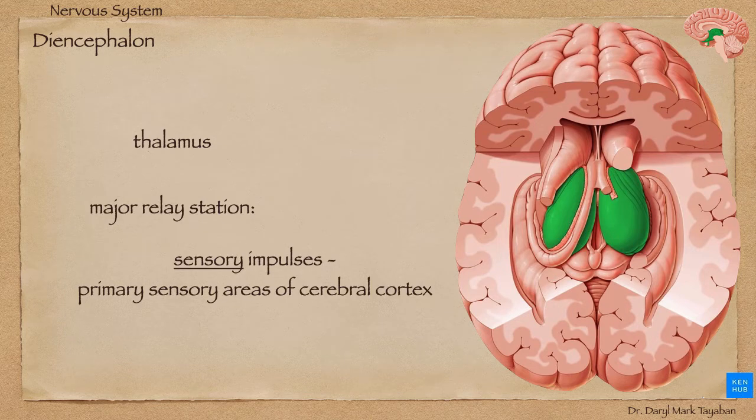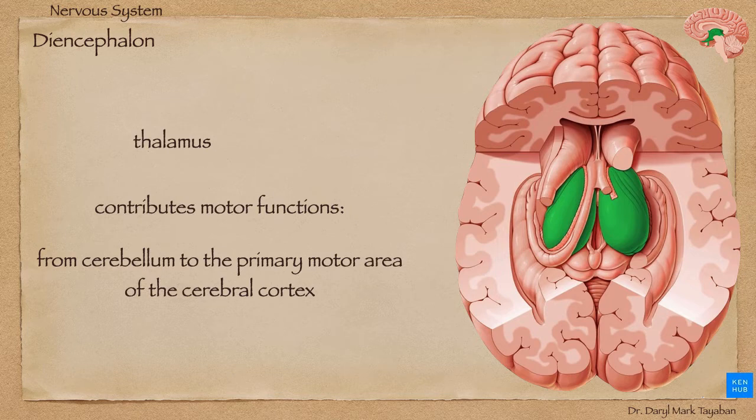So the thalamus is the major relay station for most sensory impulses that reach the primary sensory area. I know you'll be asking, what is the primary sensory area? It is more on the cerebrum. Later, we'll be discussing that in the last part, the cerebral cortex. So remember that; you can correlate this later, like connecting the dots. It's actually the primary sensory area from the spinal cord and the brainstem.